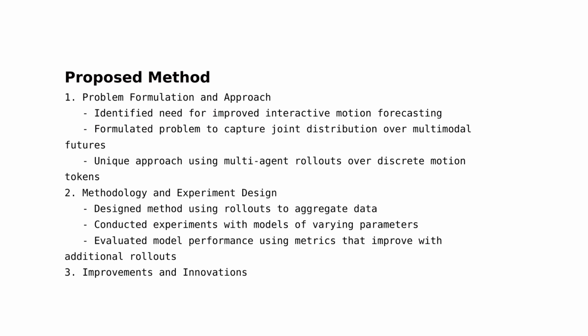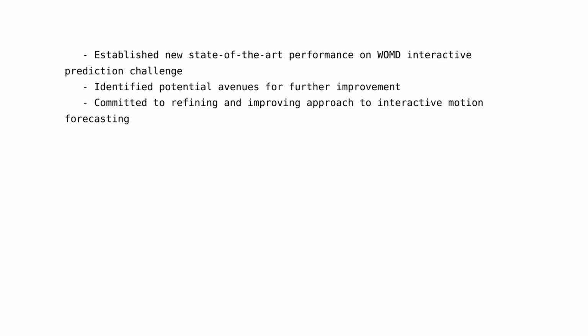Section 2. Methodology and experiment design. The authors have designed a method that uses rollouts to aggregate data, with the number of rollouts generated being varied, but always clustered down to k=6 modes for evaluation. They have conducted experiments using a model with 9M parameters for the main results, which performs well.